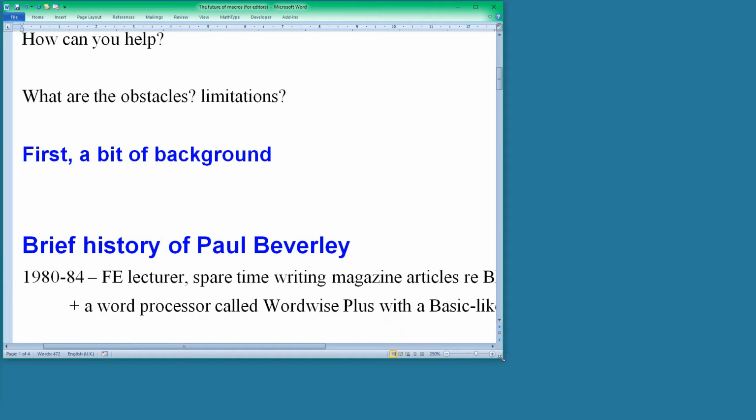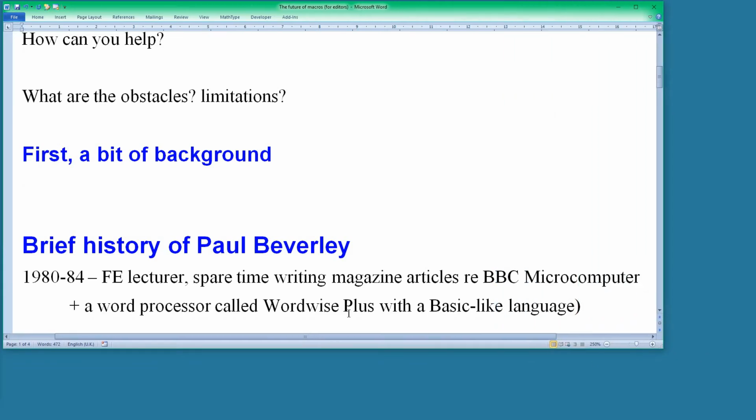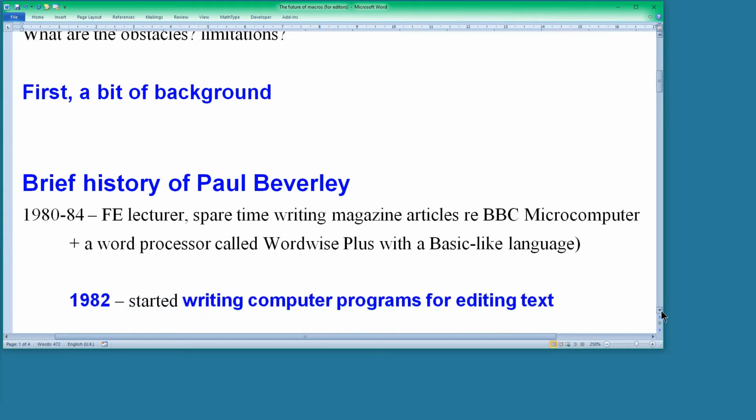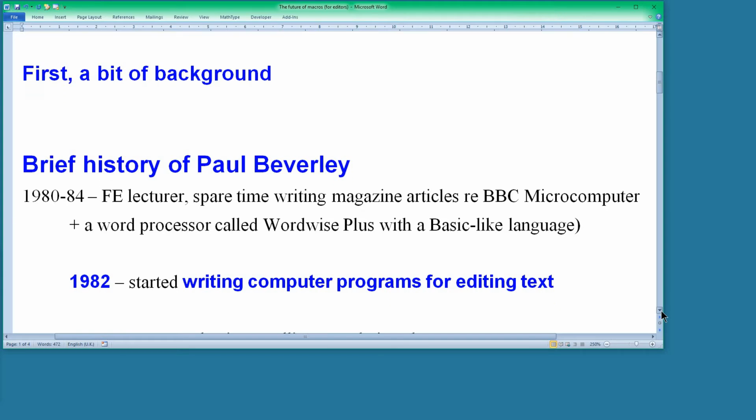So I've got a brief history of Paul Beverley. 1980 to 84, I was a lecturer in Further Education College in Norwich in the UK, and in my spare time I was writing articles about the BBC microcomputer, and it had a word processor called WordWise Plus, which after the first couple of years was provided with a BASIC-like language so that we could manipulate text much more easily than in the normal BASIC programming language. And that meant that in about 1982 I started writing computer programs to edit text.